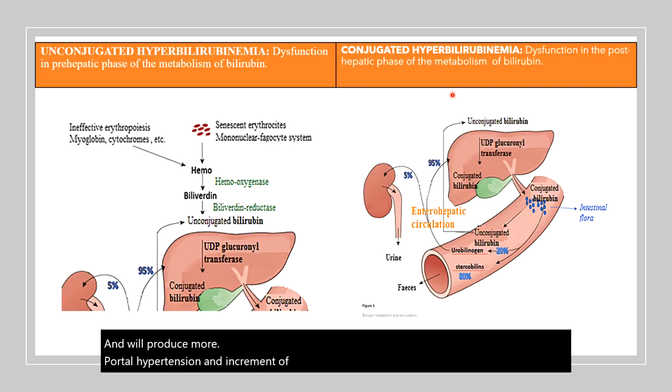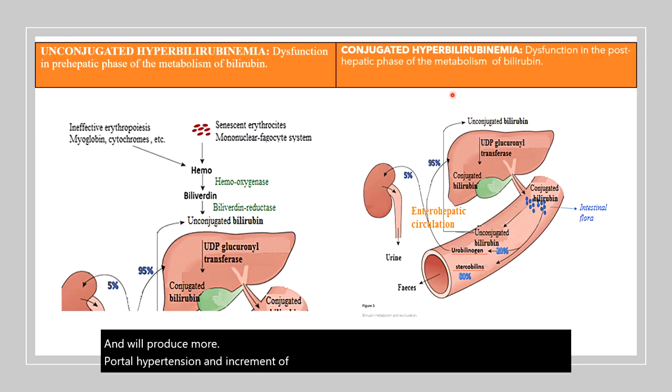Some of the conjugated bilirubin, most of it, about 80%, combines with feces, and it's called stercobilin. But 20% urobilinogen is going to be transformed into urobilin, and it will be excreted into the urine.